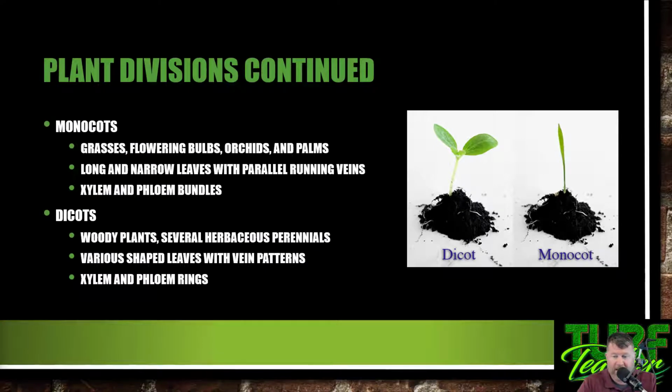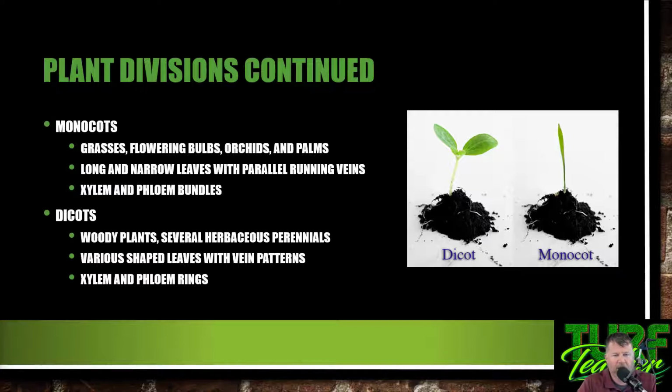Your monocots and dicots, sample here. Look, you've got the seed that's come up, the dicot. Remember, two cotyledons, and we have the turf grass on the right, which is a monocot, or monocotyledon. Your monocots are grasses. They can be flowering bulbs, orchids, and palm trees. Palm trees are in the same division as turf grass.